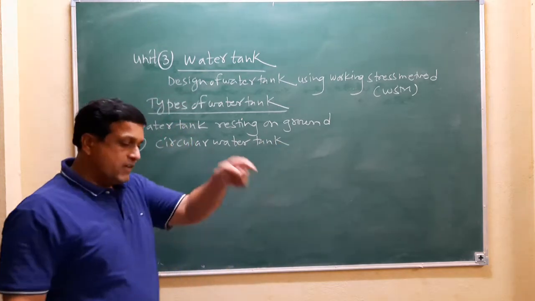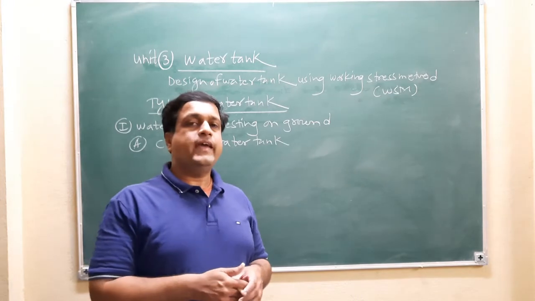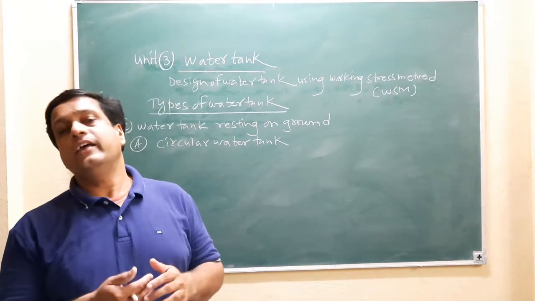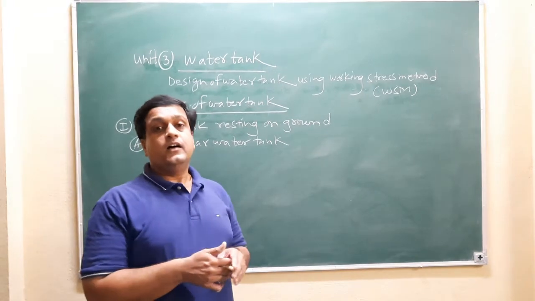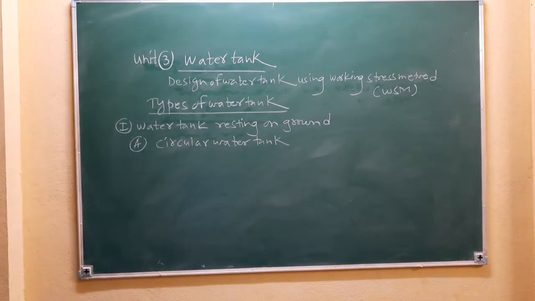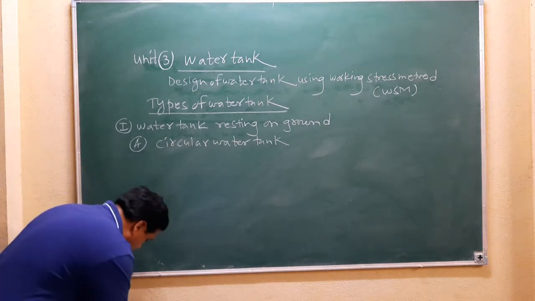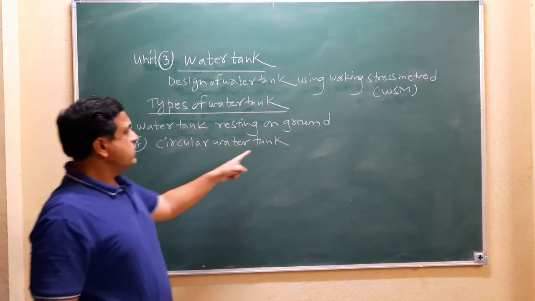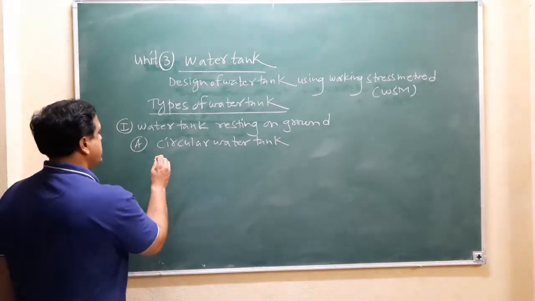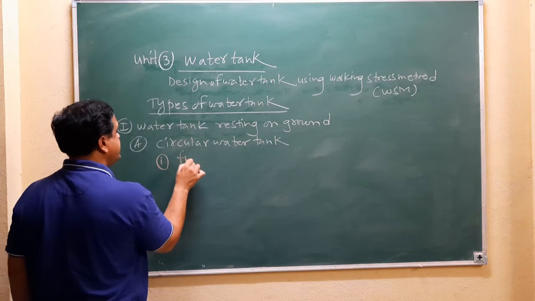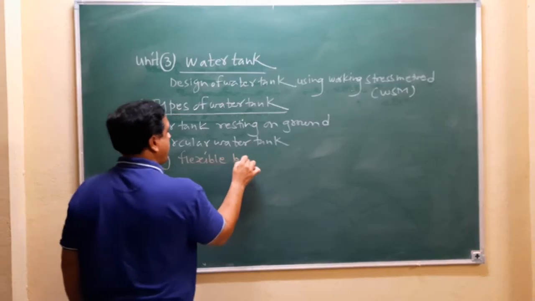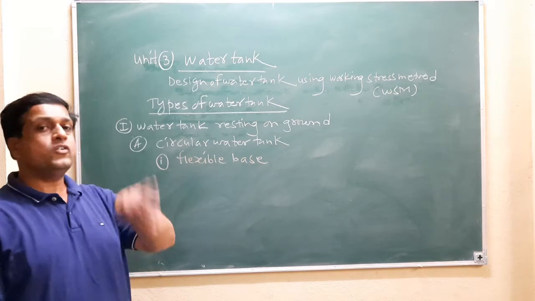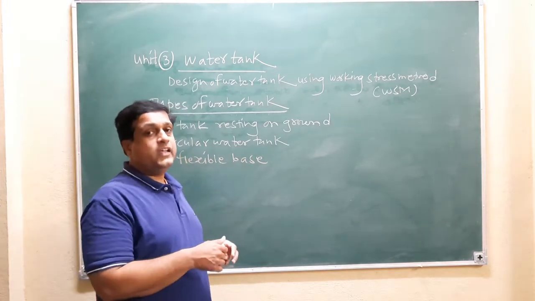The tank is having a circular shape. That water tank we have to study in this part, the circular water tank resting on ground. Okay. So now what next we have to do? In the next part, circular water tank resting on ground, the first type is a flexible base water tank, circular in shape, resting on ground. That type we are going to study in this unit.